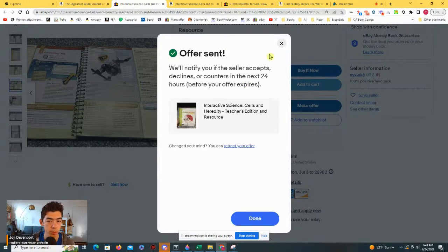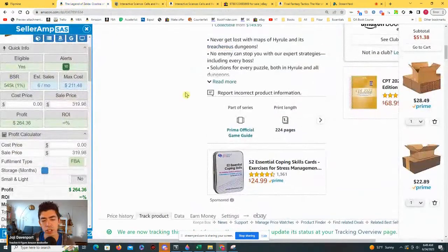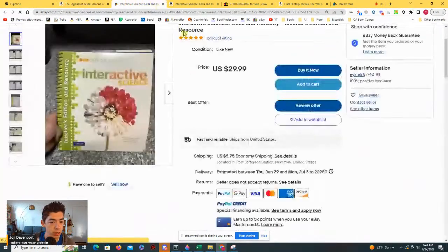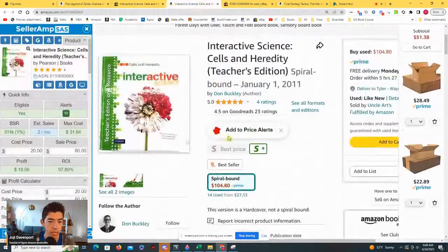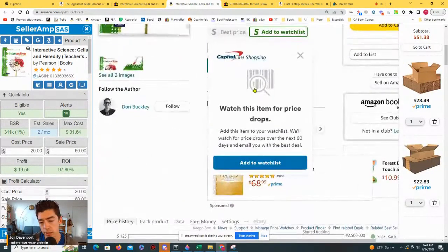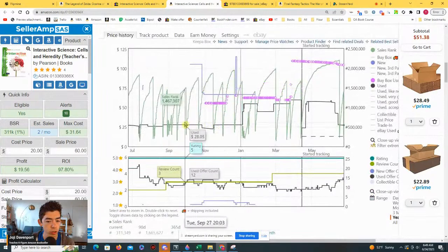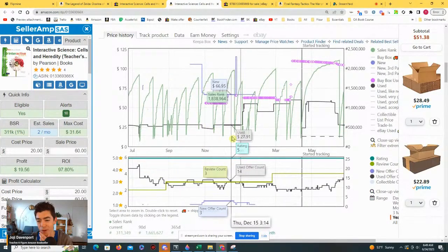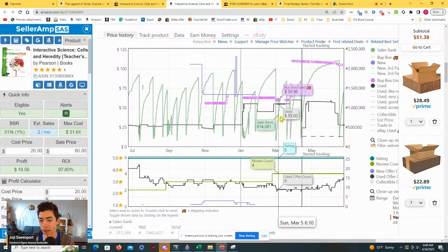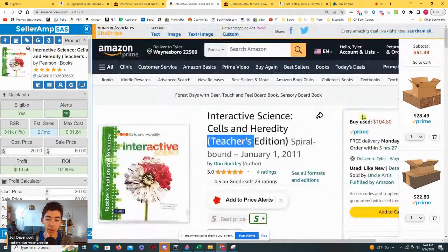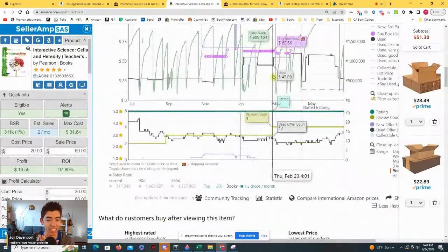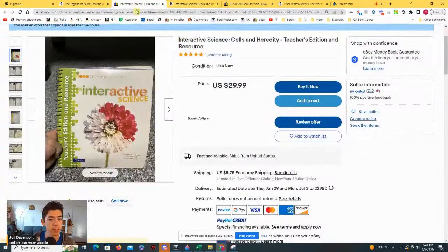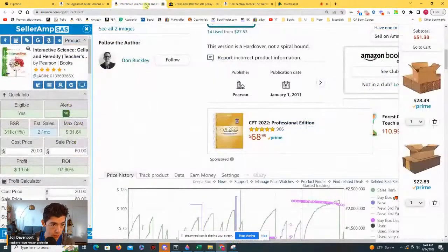I'd honestly be willing to pay it, because I just know that this book is like a high school book, right? It's a teacher's edition. So a lot of times the person that's gonna be buying this is like a school. Schools generally aren't too worried about price, honestly. They kind of just buy whatever. And right now the buy box is 104. I think it's a little inflated. I think I could come in at 60 and probably sell that. So let's get rid of that.